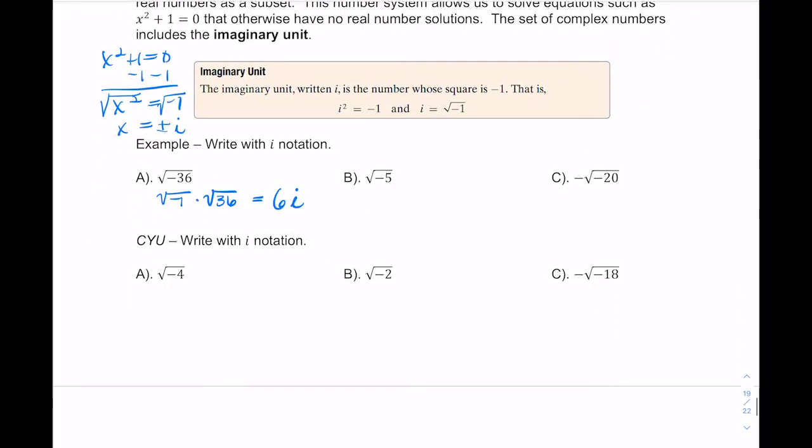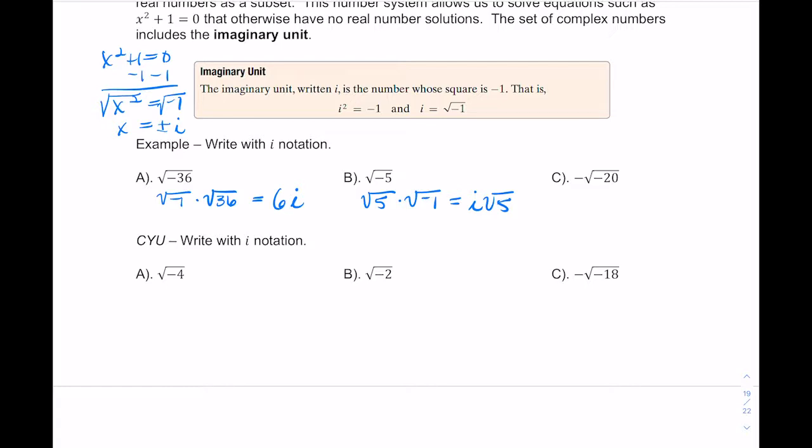Looking at letter B, we've got the square root of -5. There's not much to break down, except into the square root of 5 and the square root of -1. The square root of 5 can't be simplified anymore, and the square root of -1 is i. So we have the square root of 5 and i, and we write that as i square root of 5.